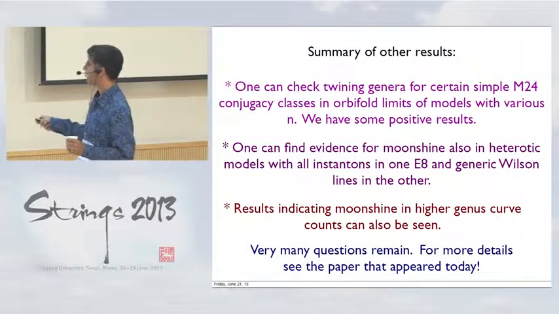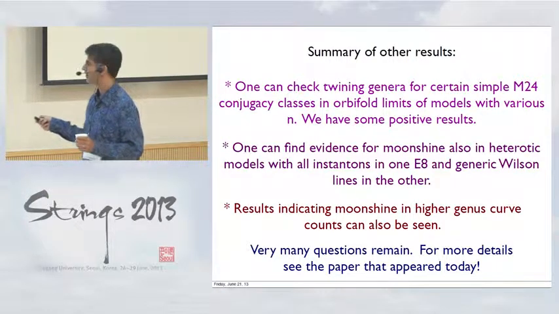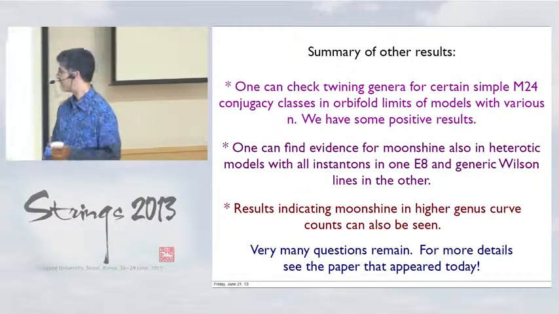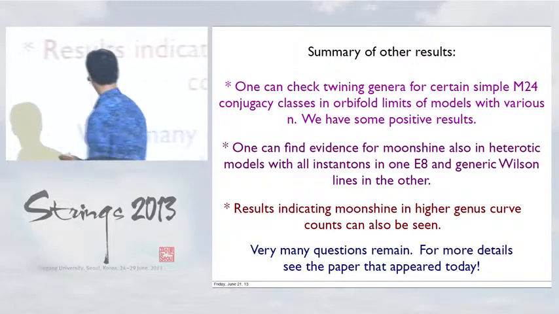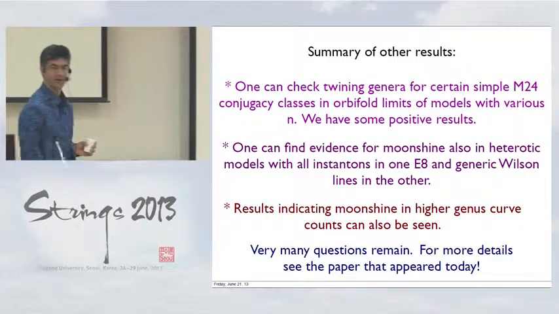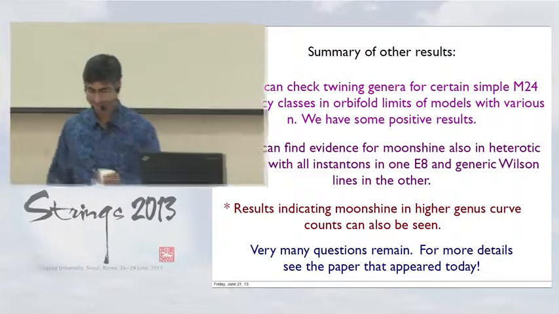There are results about higher genus curve counts that come from these recursion relations. I did not talk about that here. But even given what I didn't talk about, very many questions remain. And if you care about these questions, you should see the paper that appeared today. Thank you.